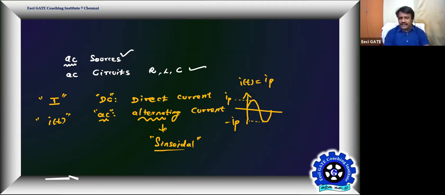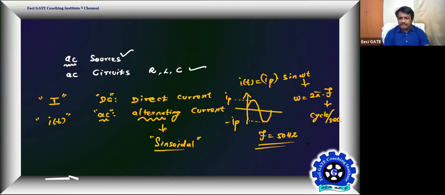This is a sinusoidal signal referred to by ip sine omega t. That's how we represent an AC signal, a current signal having a peak value ip and the frequency information omega, equal to 2 pi f, where f represents how many cycles of the periodic signal occur every second. By default the supply we get at our home is a 50 hertz power supply. We'll talk about voltage and current later. Today I'm just introducing AC sources.